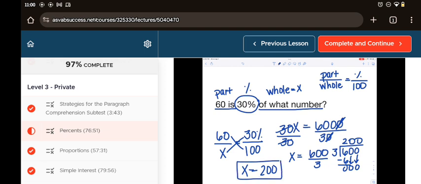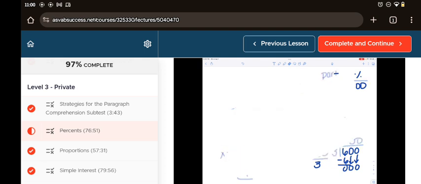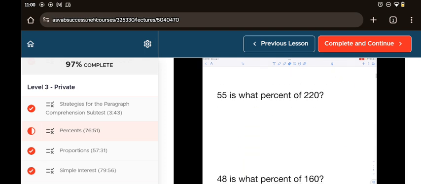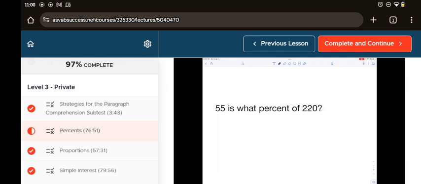If you're ready, let's take a look at another example. If you notice in this example, the x, or the part that's missing, is the whole. Okay, we're solving for the whole. Let's take a look at another example where we're solving for something else. So here, 55 is what percent of 220? 55 tells me this is the part. What percent is telling me we don't know the percent, so that's what we're going to call x. Of 220 is the whole.